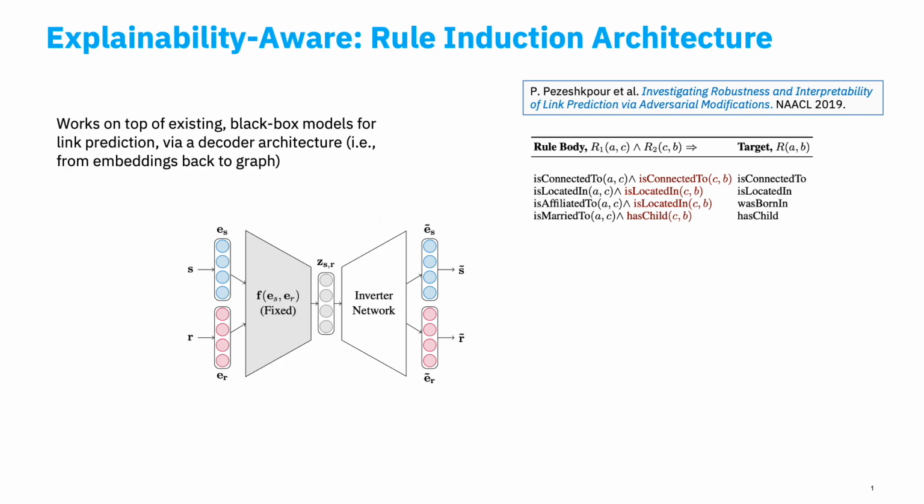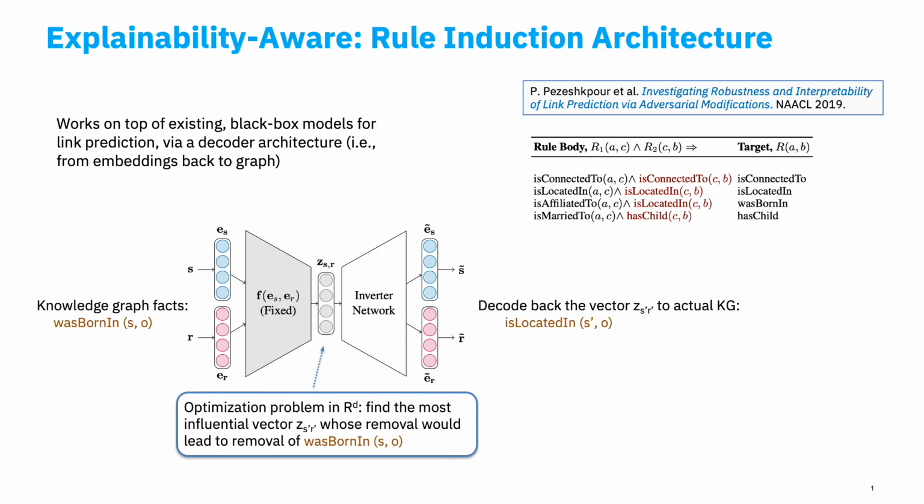We now take a look at a few examples of explainability-aware architectural designs that can be used to enable explainability. These are self-explainable or directly interpretable systems, as opposed to ones that require post-hoc explainability. We start by revisiting the earlier paper that uses rule induction for the task of link prediction in knowledge graphs. As we recall from the earlier slide, this approach works on top of existing black box models for link prediction that are based on embedding the nodes and relationships in a multidimensional vector space. A key part in this architecture is the decoder that allows us to go back from embeddings to nodes and relationships, on which the explainable part takes place.